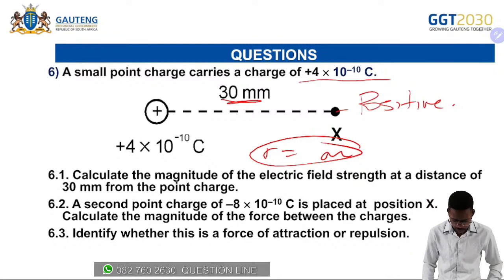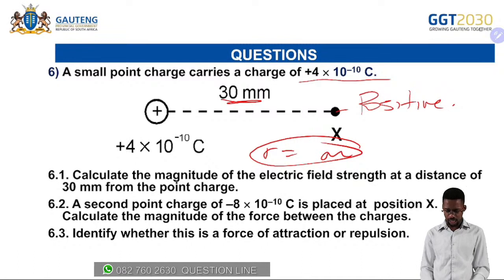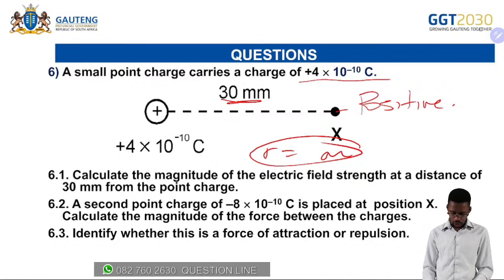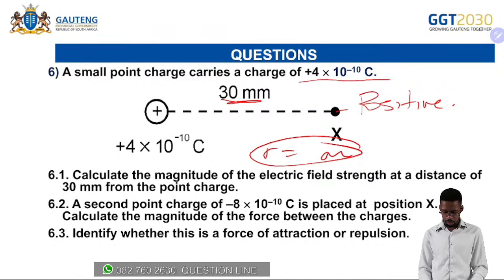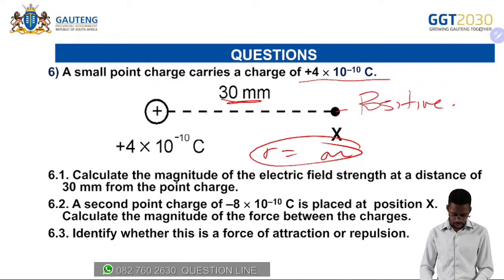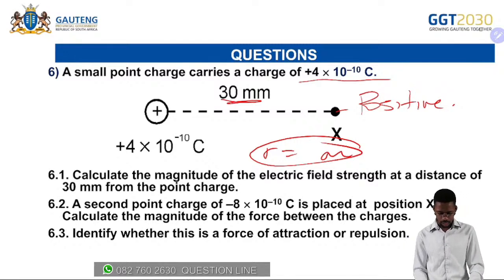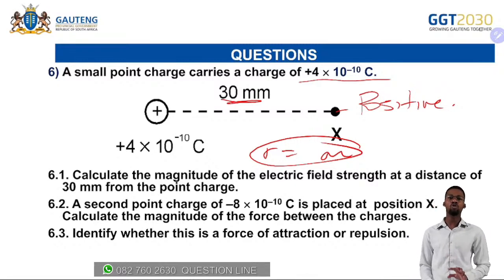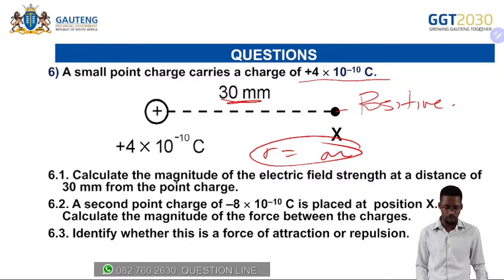So here are the fundamental questions. Calculate the magnitude of the electric field strength at a distance of 30 millimeters from the point charge. A second point charge of minus 8 times 10 to the power negative 10 coulomb is placed at position X. Calculate the magnitude of the force between the charges. Then identify whether this is a force of attraction or repulsion. I'm going to do this with you. We comprehend the scenario, so let's respond to the first question.